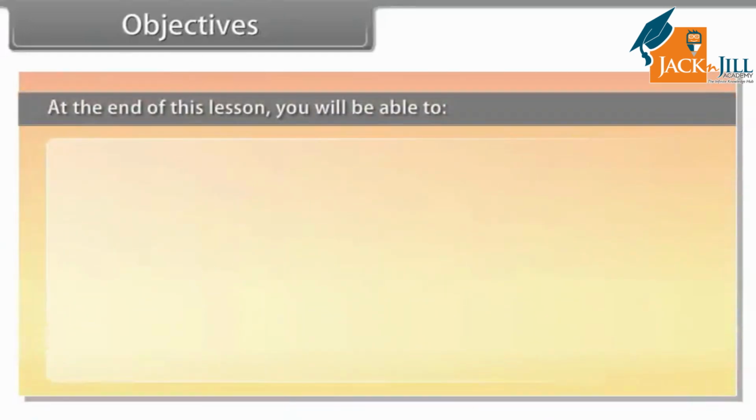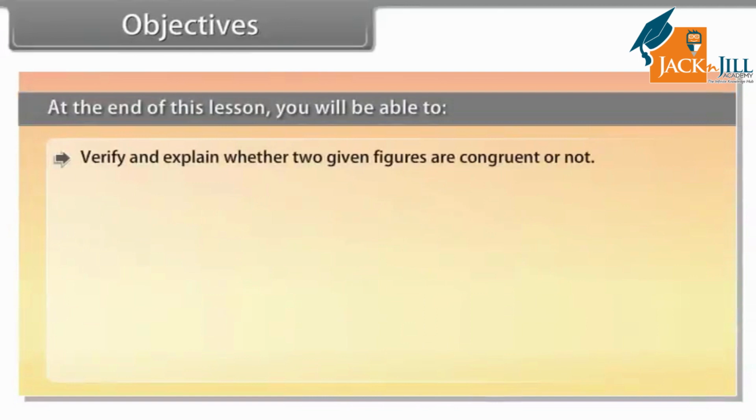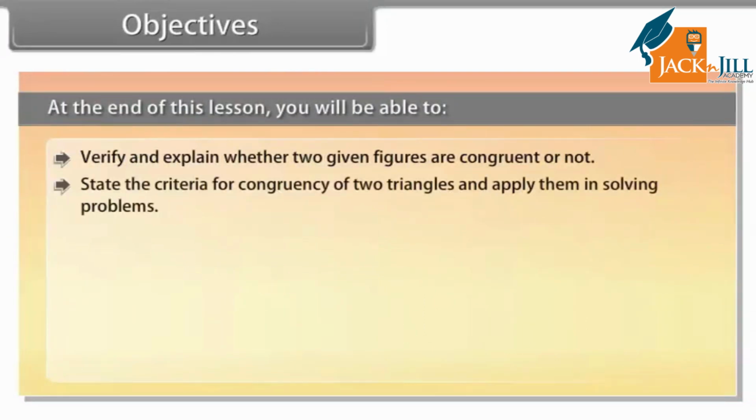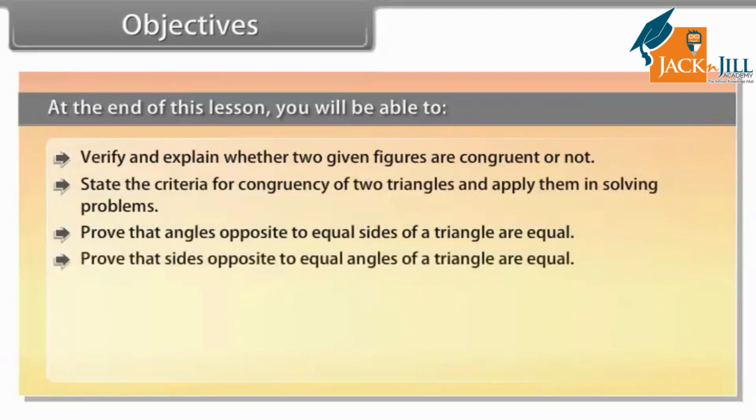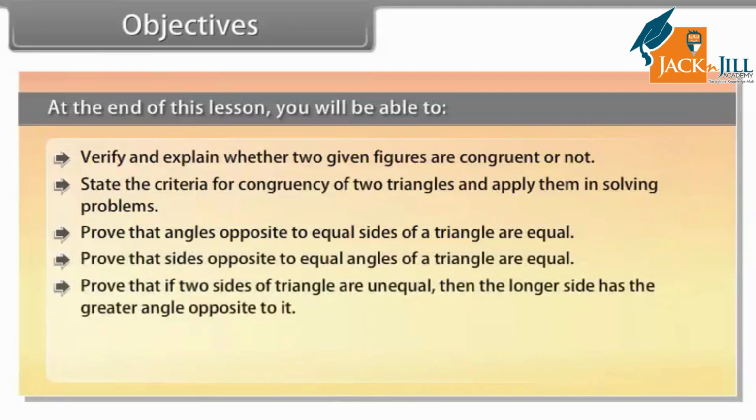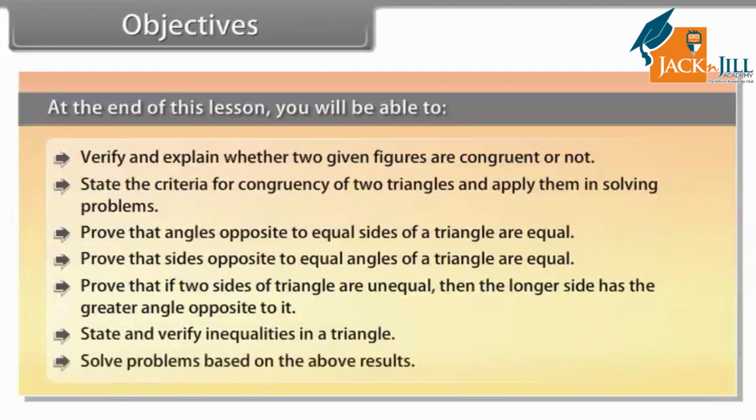At the end of this lesson, you'll be able to verify and explain whether two given figures are congruent or not, state the criteria for congruency of two triangles and apply them in solving problems, prove that angles opposite to equal sides of a triangle are equal, prove that sides opposite to equal angles of a triangle are equal, prove that if two sides of a triangle are unequal, then the longer side has the greater angle opposite to it. State and verify inequalities in a triangle. Solve problems based on the above results.